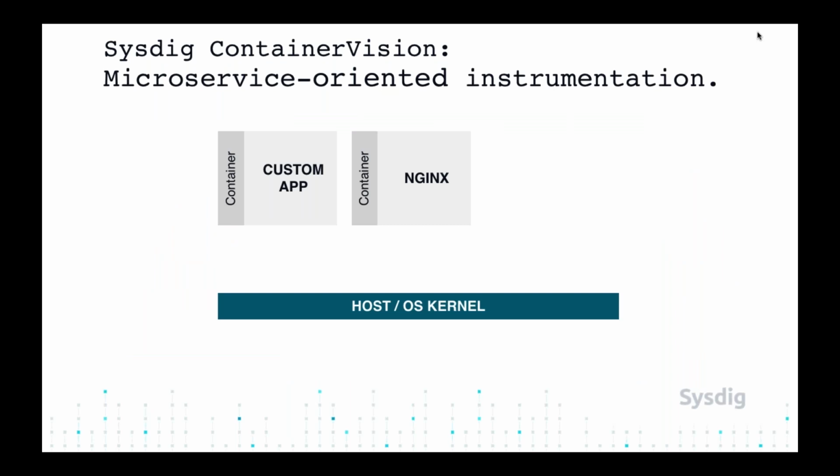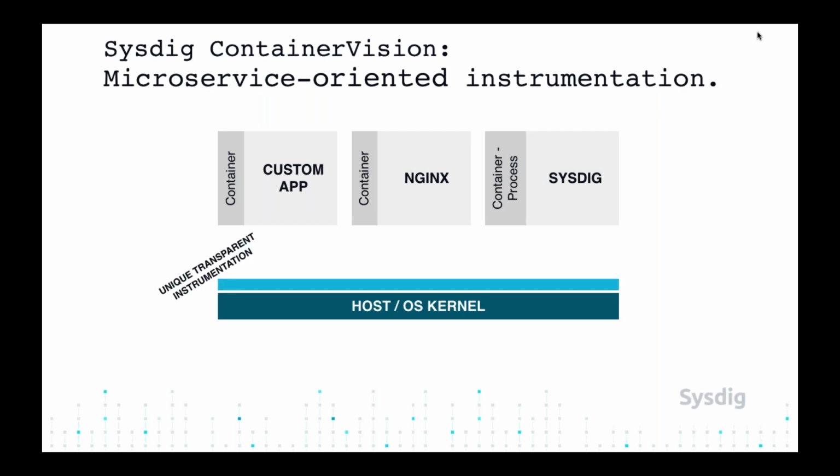So this is a very simplified diagram of what a container host running on OpenShift would look like. So you've got your underlying host OS kernel that's running on RHEL, and then you can have custom applications running on top of it, or a standard container image like Nginx. From there, the Sysdig agent will install as a container or a process that's running on that node, and that will allow us to do some kernel instrumentation. So that container will load our kernel instrumentation.